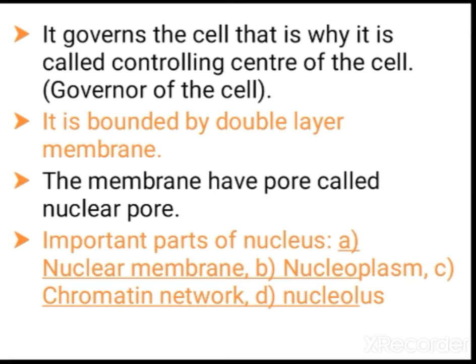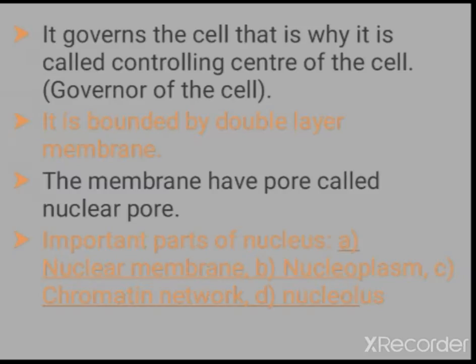It governs the cell, that's why it is called the controlling center of the cell. It is the governor of the cell. It governs the entire cell. It is bounded by a double layer membrane that we call the nuclear membrane. It has pores. It is not continuous. That pore we call the nuclear pore. The important parts of the nucleus are the nuclear membrane, the cytoplasm seen inside, nucleoplasm, chromatin network and nucleolus.